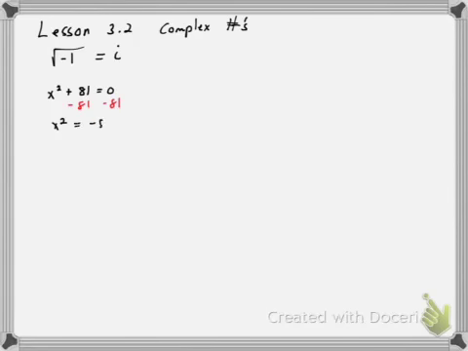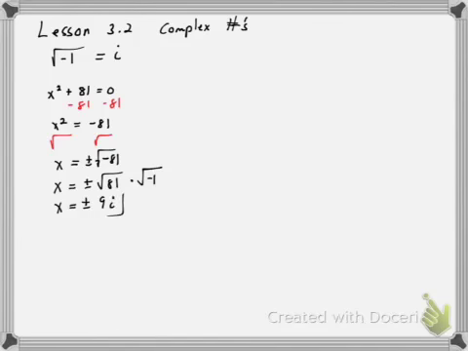x squared plus 81 equals 0. We subtract 81 from both sides. To continue solving that, we take the square root of both sides. So x equals plus or minus the square root of -81. The biggest perfect square that goes into -81 is 81. So we're able to rewrite it as x equals plus or minus the square root of 81 times the square root of -1. The square root of 81 is 9. The square root of -1 is i.